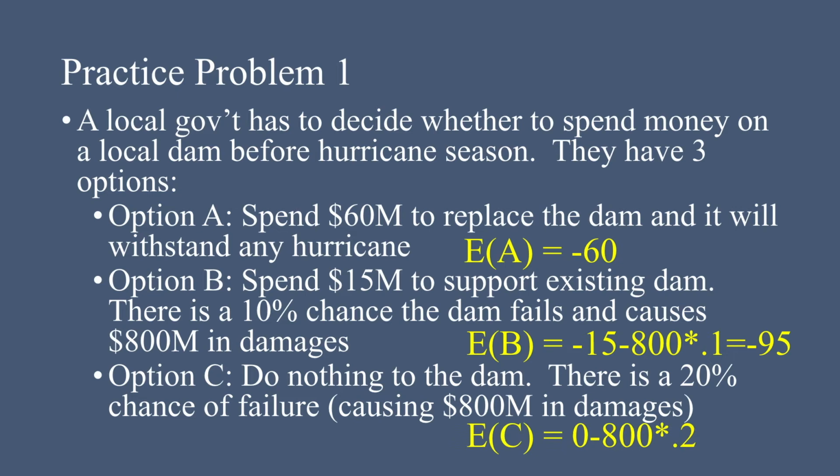For option C, we pay nothing up front, but if the dam fails, we have to pay $800 million, and there's a 20% chance that that will occur. To calculate the expected value, we multiply $800 million by 0.2 to give us $160 million. Of these three options, option A has the lowest expected cost, so a risk-neutral policymaker should choose option A.